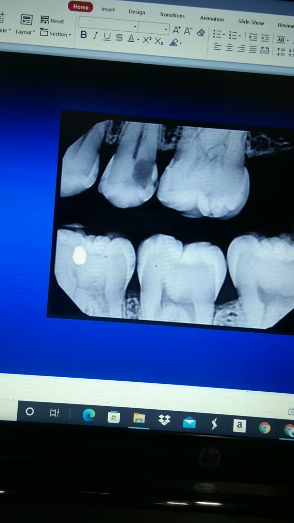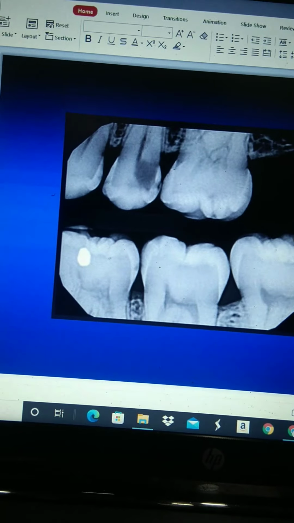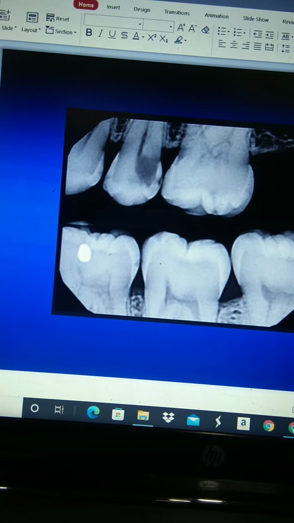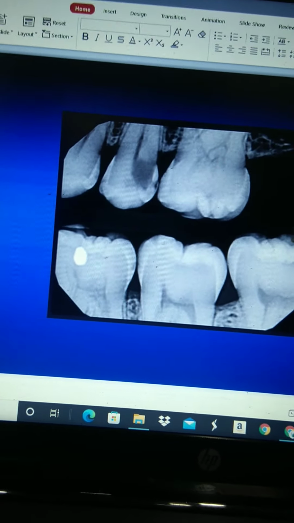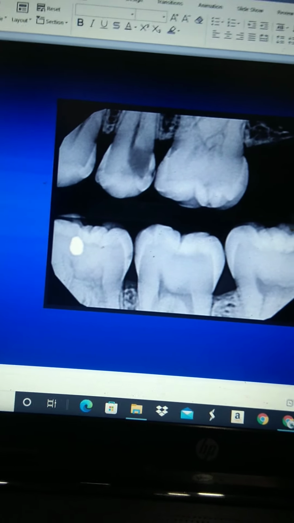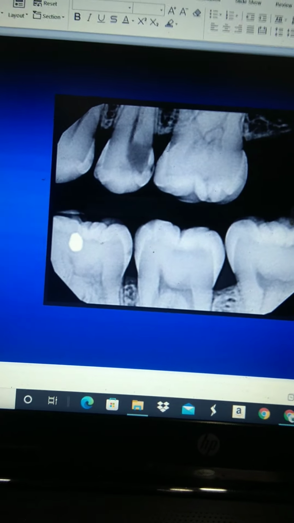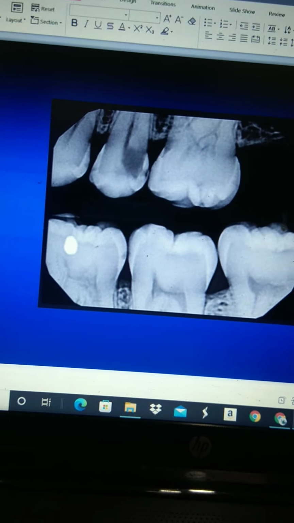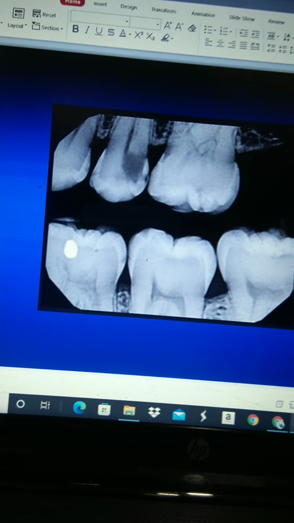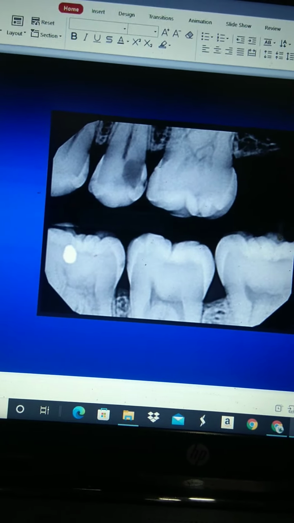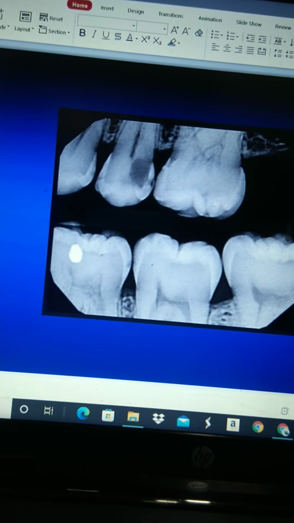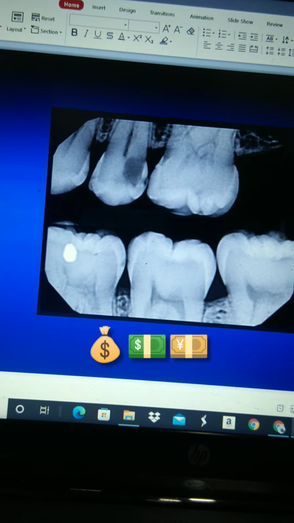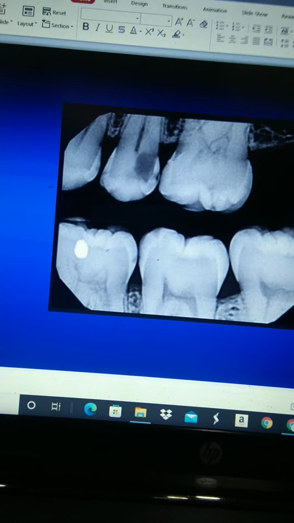Again the patient did not restore it, so the cavity further extended and now it is on the nerve. At this point you will need a root canal treatment if you have pain or swelling. So it is always advisable to get your x-rays so that you can at least see the cavity in your tooth. As the cavity moves further, the cost of the treatment also moves further. It becomes more expensive if you ignore it at every phase of the cavity.